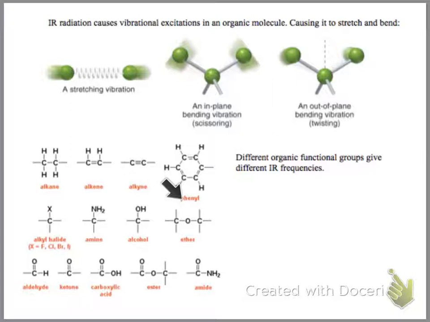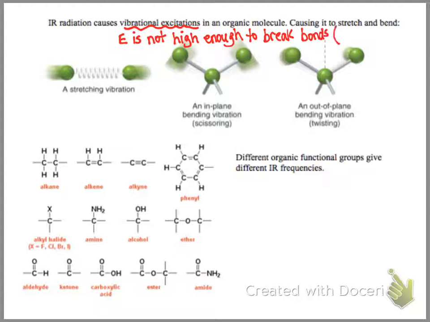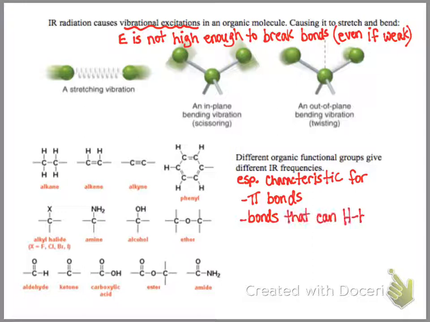Specific functional groups have bonds that give very specific bending and stretching motions at specific infrared frequencies, or what we call wave numbers. So again, the energy is not high enough to break the bonds, even if the bonds are weak. And this is good for identifying functional groups. That's what IR is really good for.